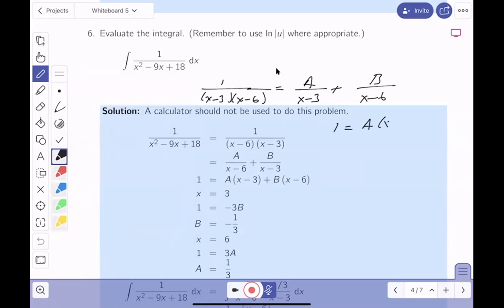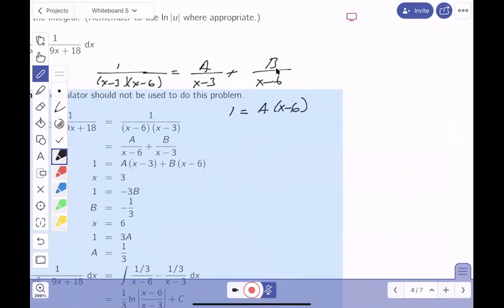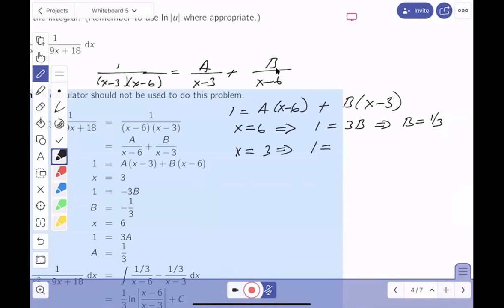This should be very easy, by the way. Please do not do things in your head. Write down as much work as you possibly can. Plus b, x minus 3. And I'm going to say x is 6. This looks really easy to do. What do you get? 1 equals 3b. So b is 1/3. Let's do x equals 3. You get 1 equals minus 3a. And what is that going to be? a would be minus 1/3.